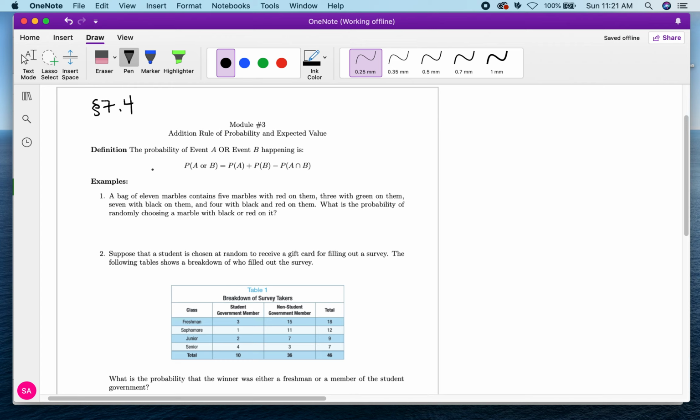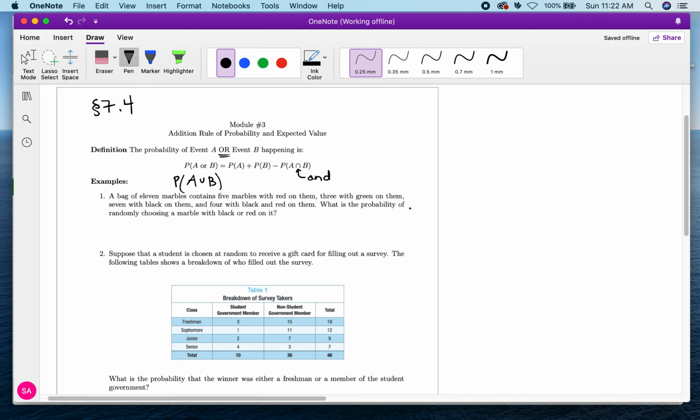It's the addition rule. The probability of an event A or event B happening is the probability of A or B, or we could also write that with set notation. We could write the union symbol, same thing. So the probability of A or B is equal to the probability of A occurring plus the probability of B occurring minus the probability of those two events occurring together, or the probability of A and B. Remember, this is the intersection symbol, which means and.